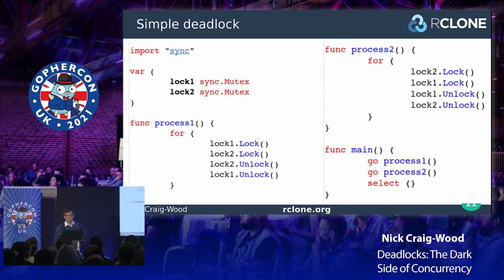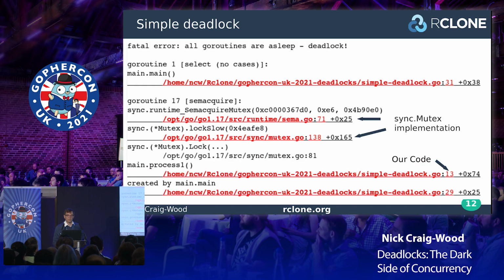This code looks like it should work. Why not? It's just taking a few locks and releasing them, but it will deadlock pretty soon. And this is what happens if you run it. The first thing to notice is that the Go runtime has detected the deadlock, giving the nice friendly message, all Go routines are asleep, deadlock.